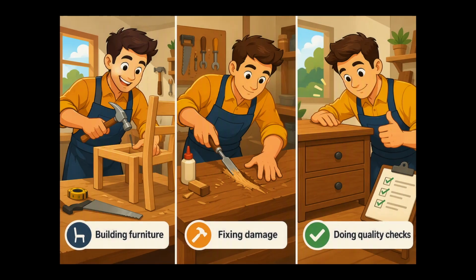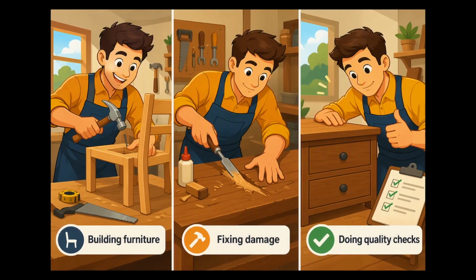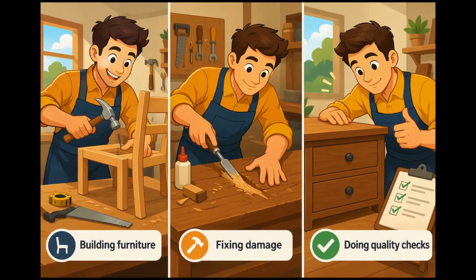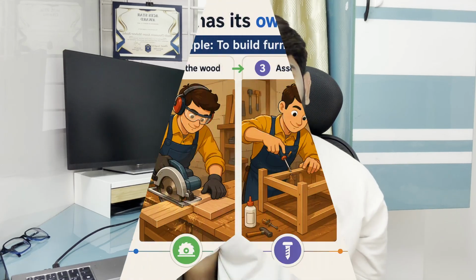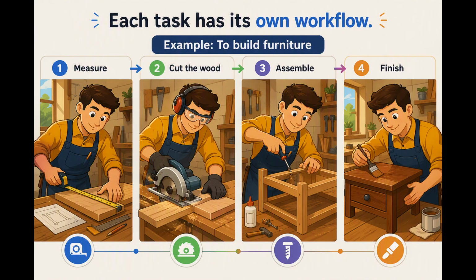Before starting, let's understand what is the meaning of workflow with one real-time example. Think about a carpenter. A carpenter can perform various types of tasks like building furniture, fixing damage, doing a quality check. Each of these tasks has their own workflows. For example, if you take building furniture, the carpenter first has to measure, then cut the wood, then assemble the wood and finally finish the furniture.